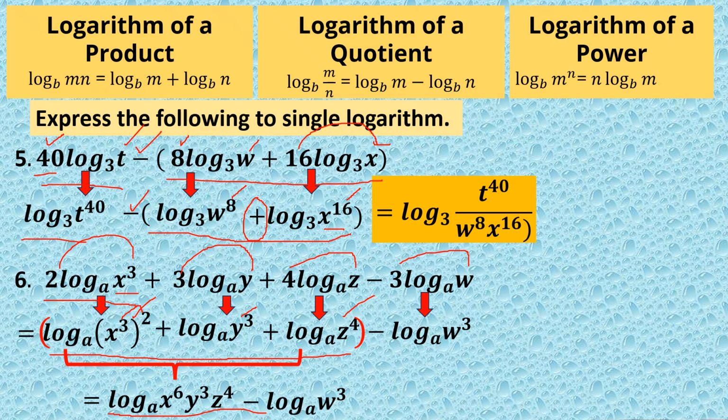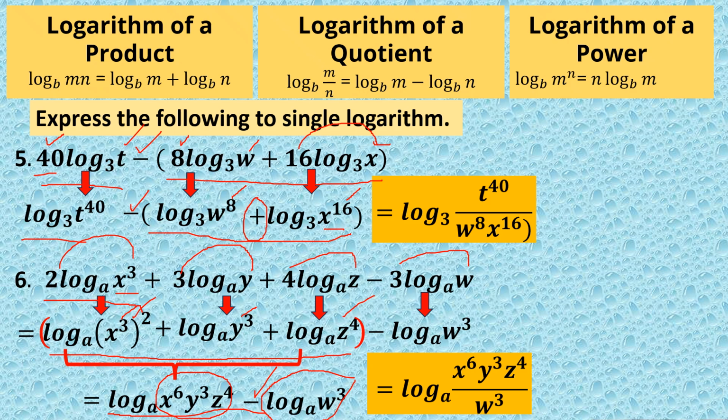So we are not yet done because this is expressed as a difference. So meaning we will be applying the logarithm of a quotient. So this will be our numerator and this will be our denominator. So our final answer will be log of x to the 6, y cubed, z to the 4, this one our numerator, over w cubed to the base a.